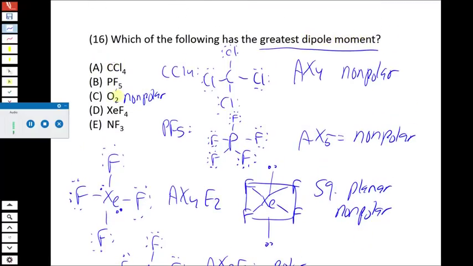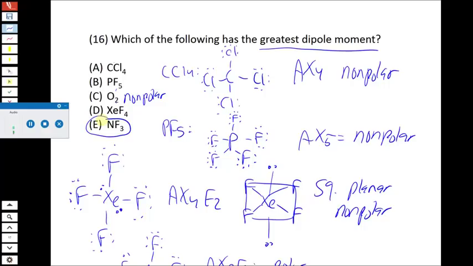So choices A through D have 0 dipole moment because they're nonpolar. So the only one that has any sort of dipole moment, which must then be the largest, is choice E, NF3. So again, in this one, as long as you can distinguish polar from nonpolar, you'll be able to get it right because there's only one answer that's even polar to begin with. So you see that for 4 of these answer choices, A, B, D, and E, they all have polar bonds, but only one of them is actually a net polar molecule because of how those bonds are arranged in the other cases.